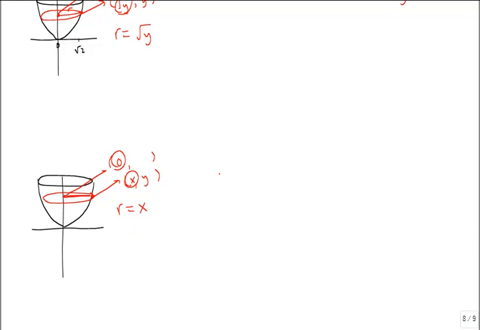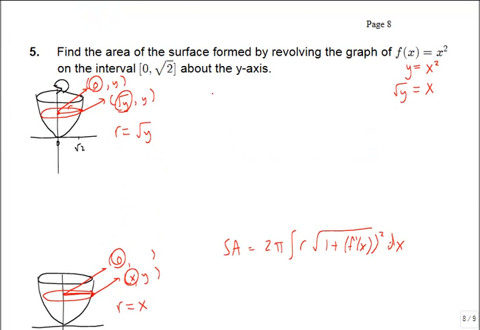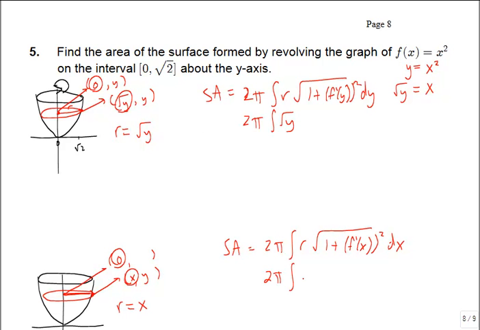So our formula at this point would then be 2 pi times my radius function times the square root of 1 plus f prime of x quantity squared dx. And up here, my surface area formula would be 2 pi times my radius function times the square root of 1 plus f prime of y quantity squared dy. So now the difference is going to be, we know what our r function is. In this case it was square root of y, and in this case it's just x.